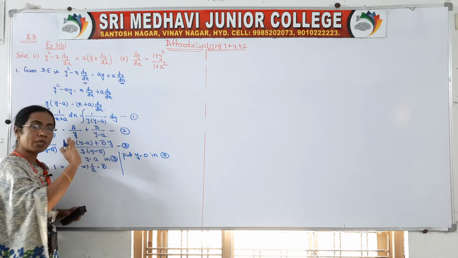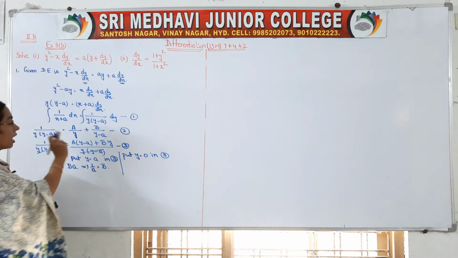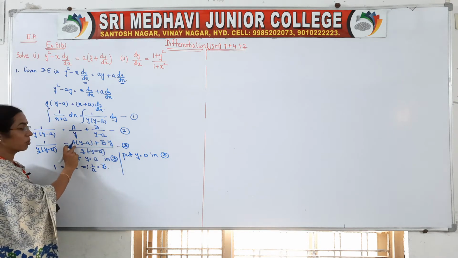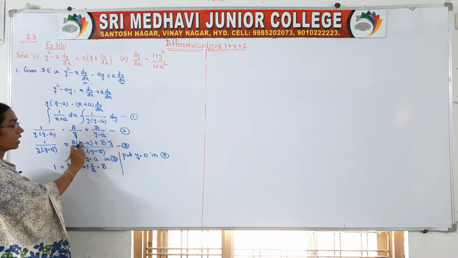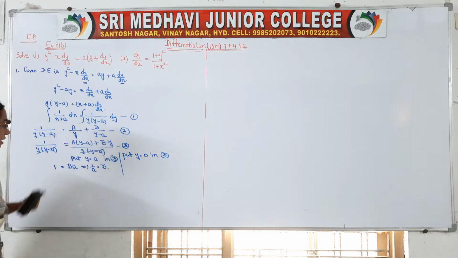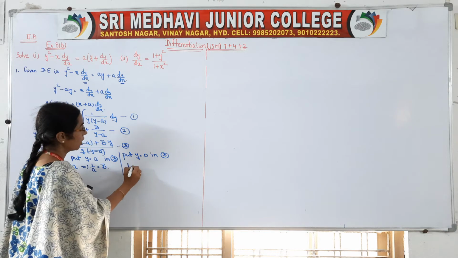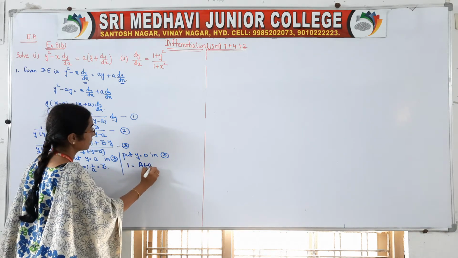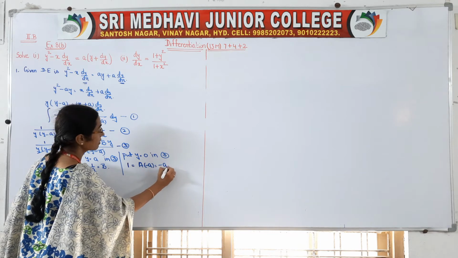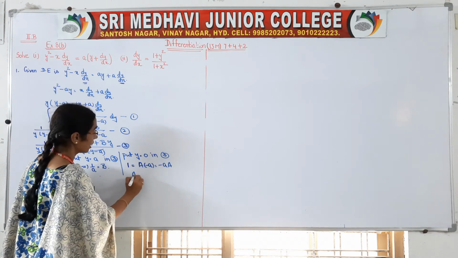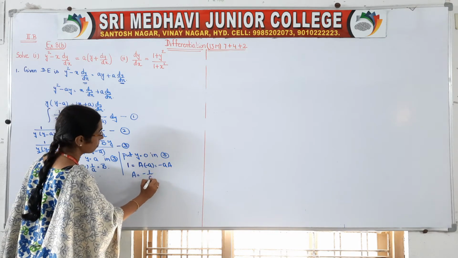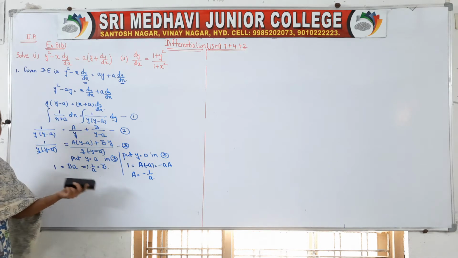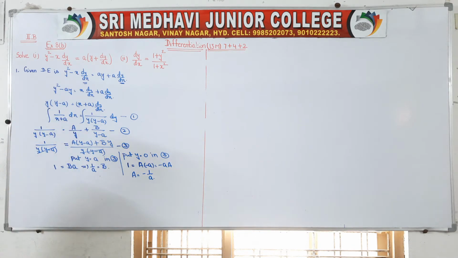So 0 into b term will get cancelled and you will get your a value, right. 0 minus a is minus a, right. You will have 1 is equal to a into minus a. So a is equal to 1 by minus a, minus 1 by a we can write.